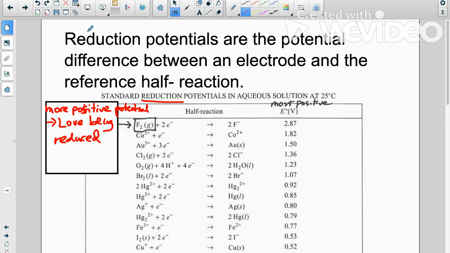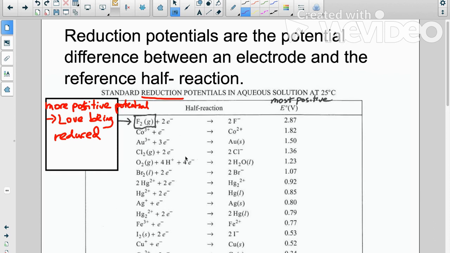So how do we get these voltage values? We have tables called standard reduction potential tables. And these tables show a bunch of half reactions as reductions. These are all written as reduction half reactions, and the voltage for that half reaction, the potential for the substance to be reduced, is given over here on the right-hand side.